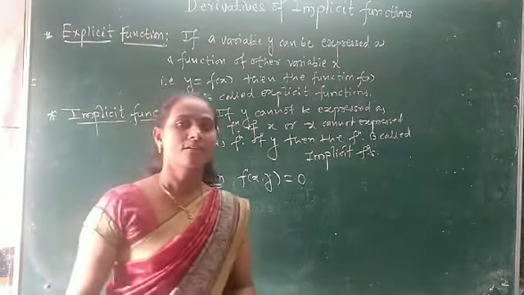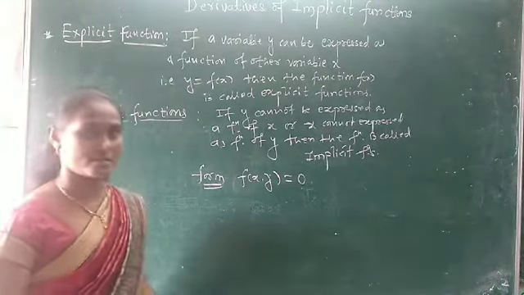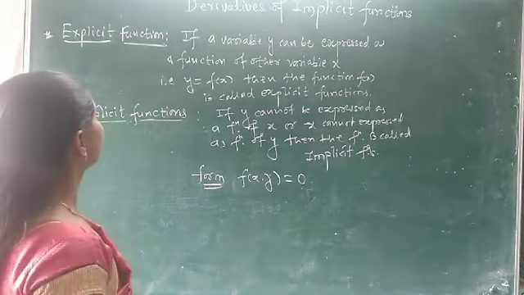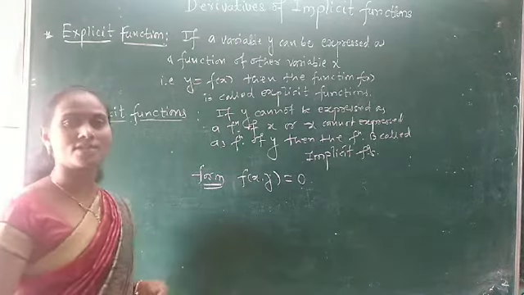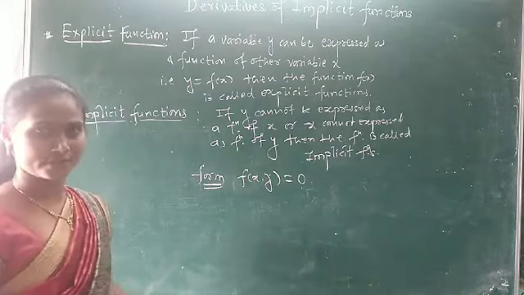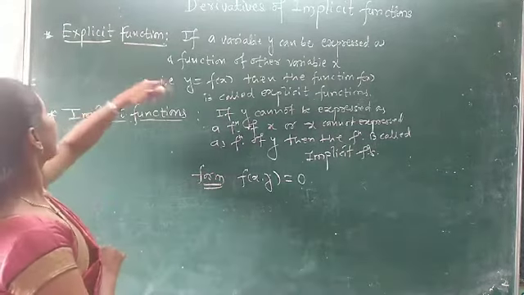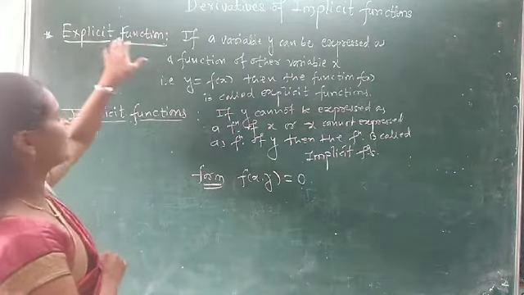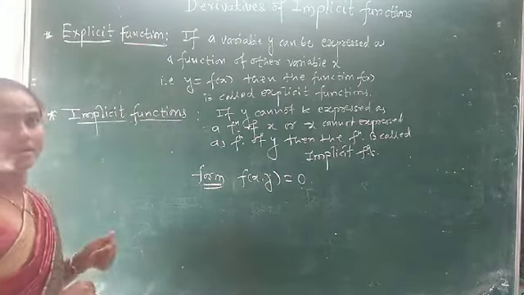Hi students, in the last lecture we saw derivatives of logarithmic functions, and now in this lecture we see derivatives of implicit functions. First of all, we need to know what is meant by an implicit function. First we see explicit functions. The examples we solved earlier are explicit type functions. So what is meant by explicit and what is meant by implicit function?